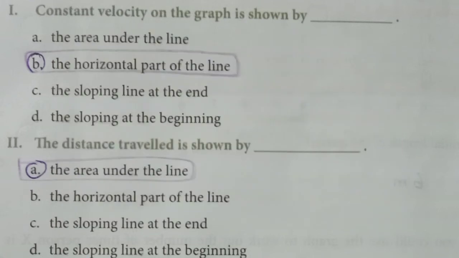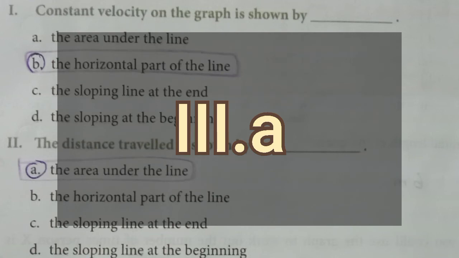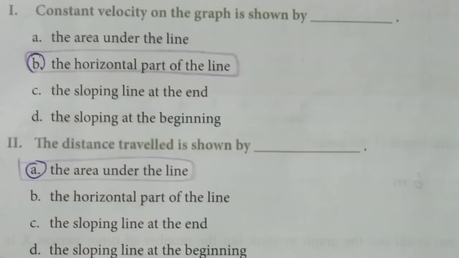3. The average velocity of the toy car is given by: A. The change in velocity divided by the time taken. B. The distance moved divided by the time taken. C. The time taken divided by the change in velocity. D. The time taken divided by the distance moved. The answer is option A. The change in velocity divided by the time taken.